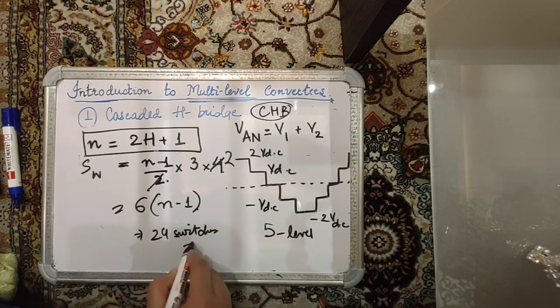Similarly, you can find for 7 level, 7 minus 1 is 6, 6 into 6 is 36. You will need 36 switches for generating 7 level, so on and so forth.